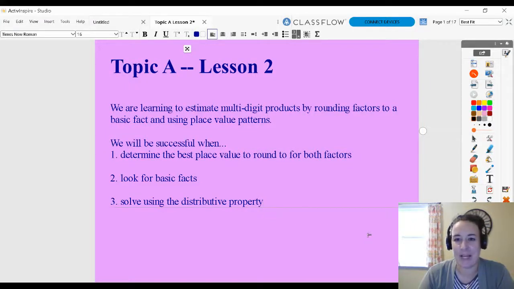Today we're working on Module 2, Lesson 2, where we're learning to estimate multi-digit products by rounding factors to a basic fact and then using our place value patterns. Now, estimating, especially with products, comes in handy. For me as an adult, it comes in handy every time I decide I need to go on a shopping spree and I'm sitting there looking in my cart and I'm trying to figure out not the exact price of how much I'm going to spend, but an estimate. So my best guess using rounded figures from what I'm purchasing.